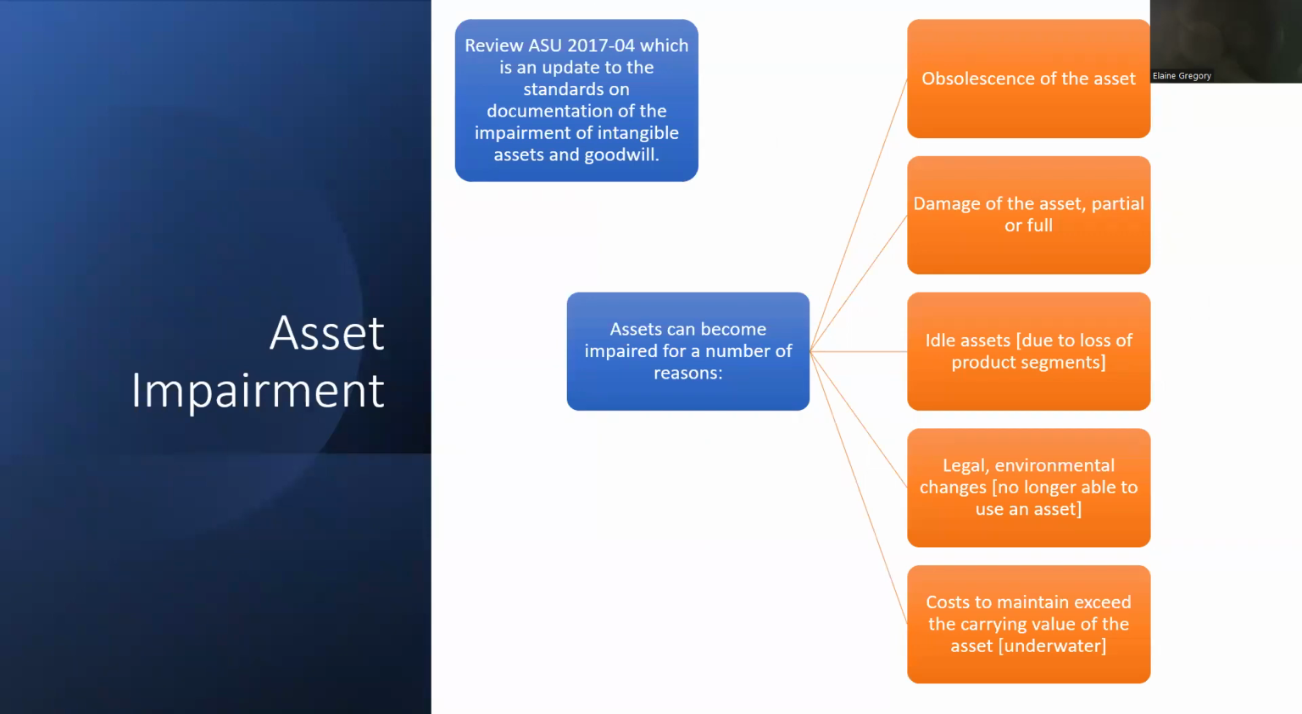Let's move on to asset impairment. This is a relatively new standard, ASU 2017-04, which updates the standards on the documentation of the impairments of tangible assets and goodwill. So goodwill may be a big factor in what you're doing. So you want to review that standard.